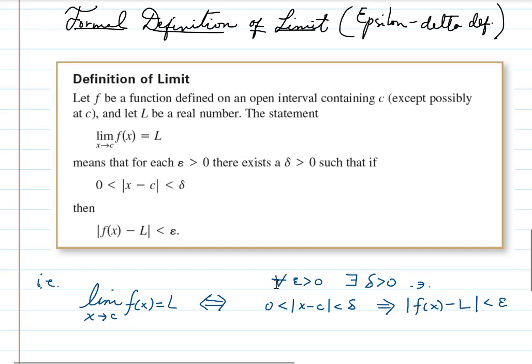This symbol means for all, or for every, or for each, right? For each epsilon greater than 0, positive epsilon, this symbol means there exists a delta greater than 0, such that, this is another symbol that I use, such that what it says right here pretty much. The absolute value of x minus c is less than delta implies that the absolute value of f of x minus L is less than epsilon.